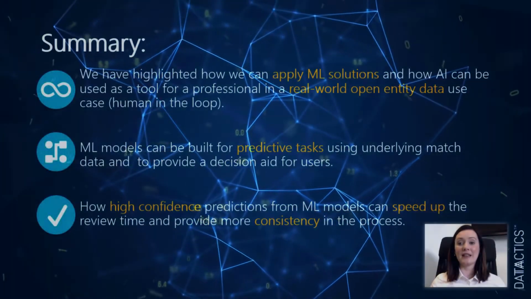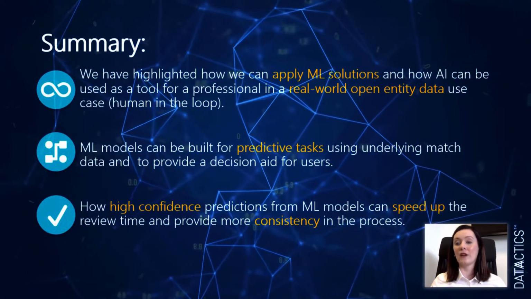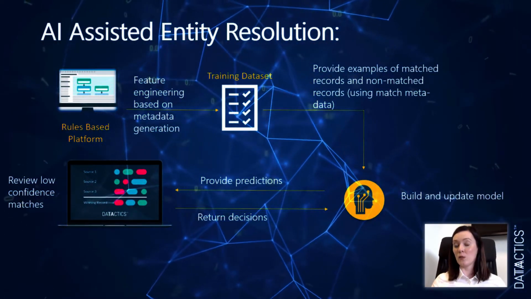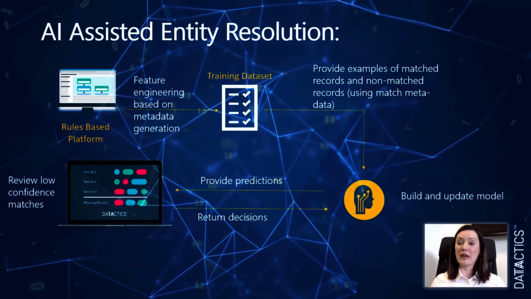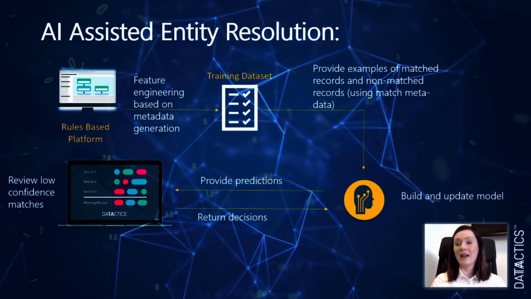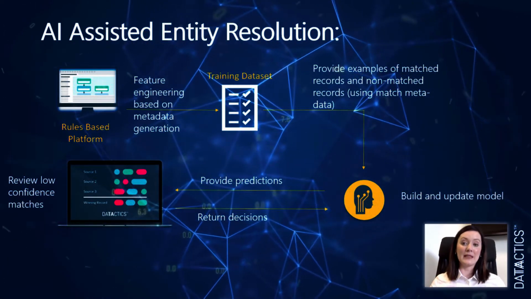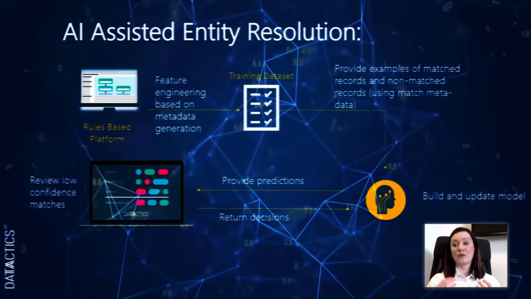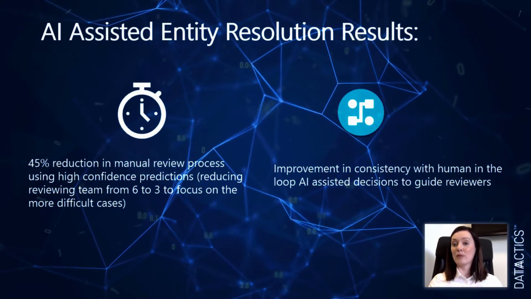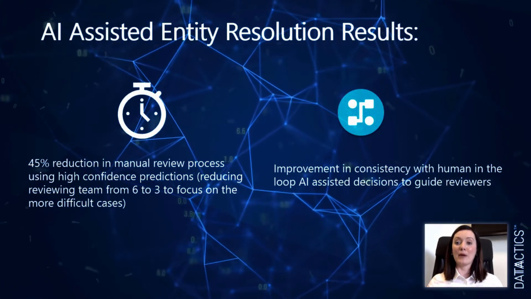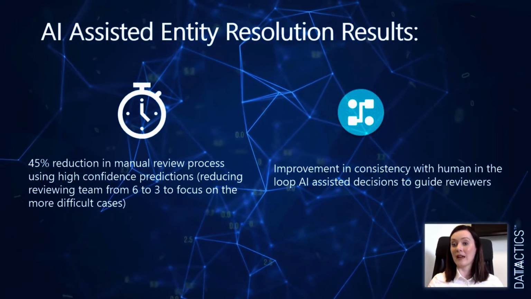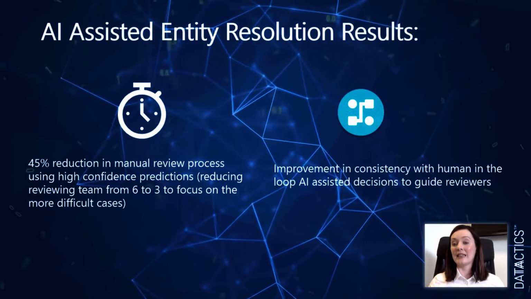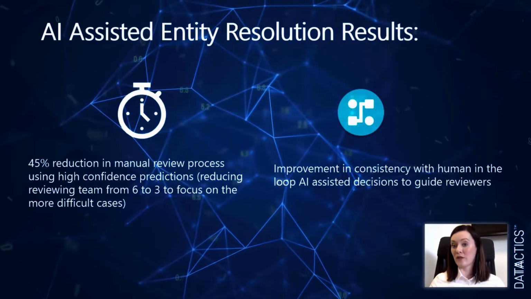In summary, these are some of the lessons that we have learned through our entity resolution use case. Firstly, by applying machine learning, we can augment the traditional rules-based approach and build in that explainability and transparency into the process. We're also able to provide high confidence predictions to a number of tasks and automate those tasks. And this is very useful to speed up that review process and enable people to do more with their time.